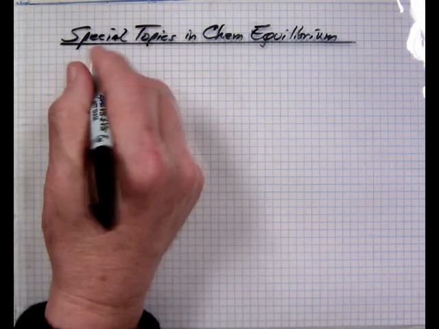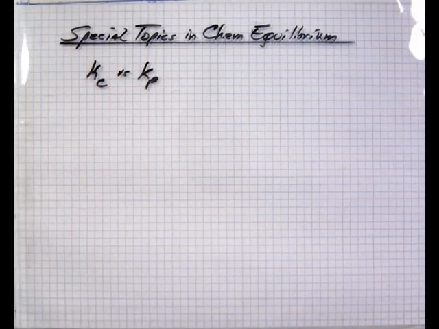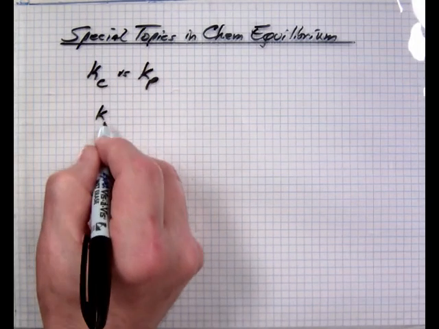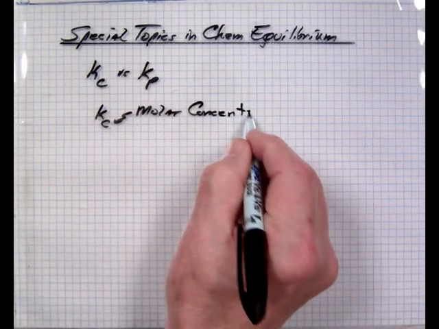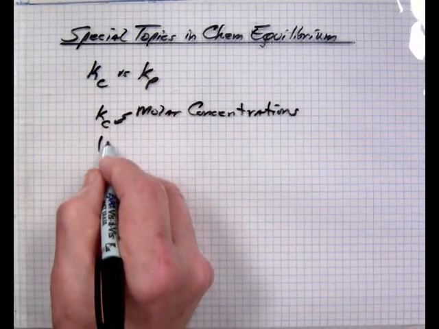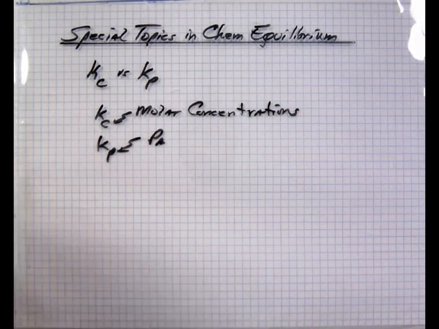The first one is dealing with the subscript. We've talked about Kc as dealing with the molar concentrations of solutes in solution. But there are other subscripts, such as a Kp value, which deals with partial pressures. So this topic is Kc versus Kp values. Kc deals with molar concentrations, whereas the Kp expression deals with partial pressures of the gases within the reaction.